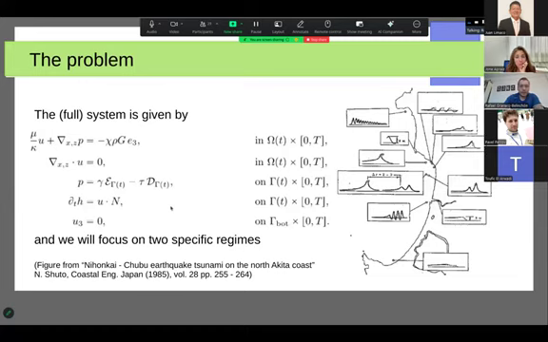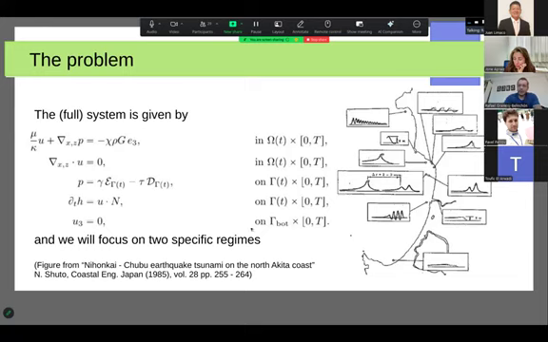Remember I call that thing the full system. So let me try to do a spoiler of my talk. I'm going to focus on, so the goal will be to find asymptotic models of the full system that are appropriate in certain regimes.